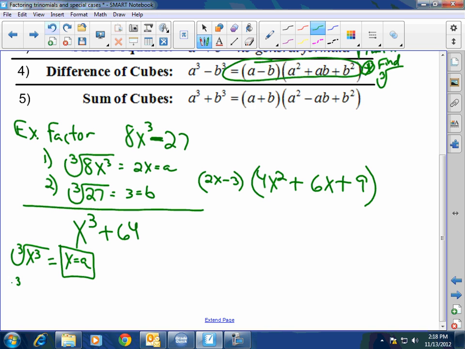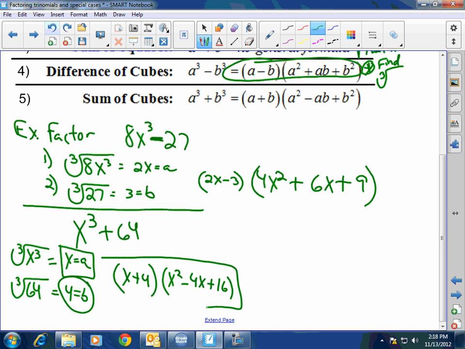What's the cube root of 64? It's 4. Cube root means what number times itself 3 times gives me 64. That's going to be 4, which equals my b value. Now once I find those two, it's easy. In this case, it's a sum of cubes. It's a plus b times a squared minus a times b plus b squared. Does that make sense, guys?